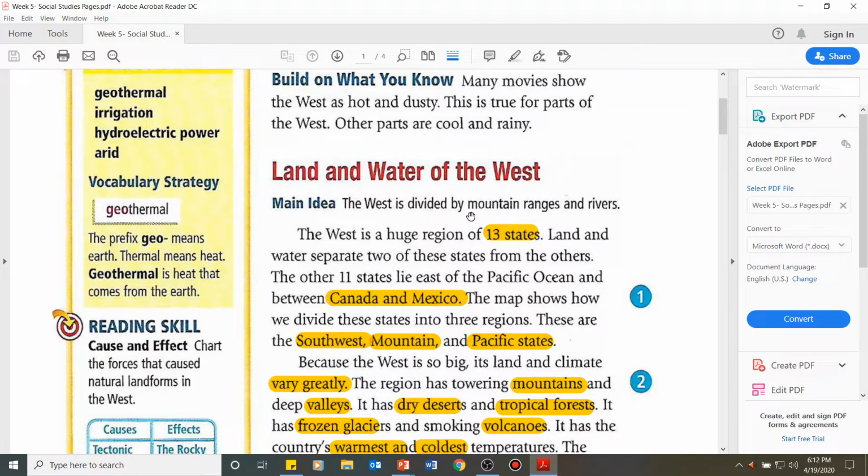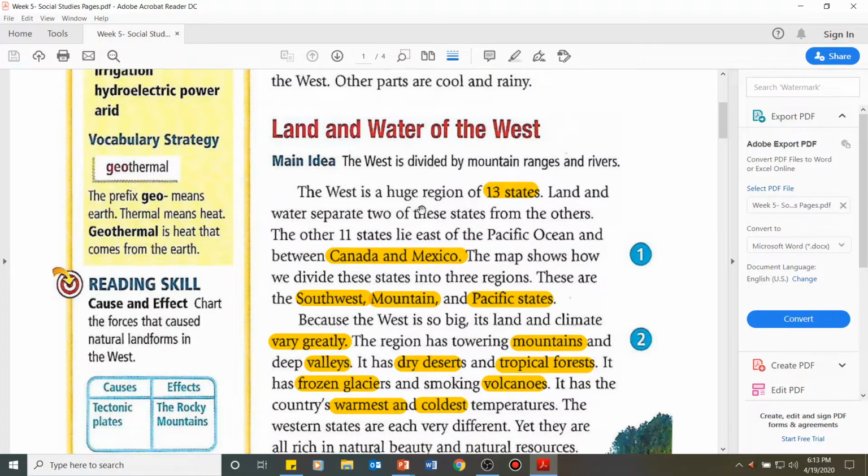The West is divided by mountain ranges and rivers. The West is a huge region of 13 states. Land and water separate 2 of these states from the others. The other 11 states lie east of the Pacific Ocean and between Canada and Mexico. The map shows how we divide these states into 3 regions. These are the Southwest, Mountain, and Pacific states.